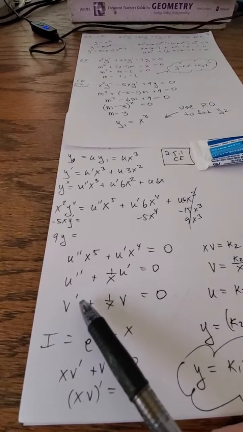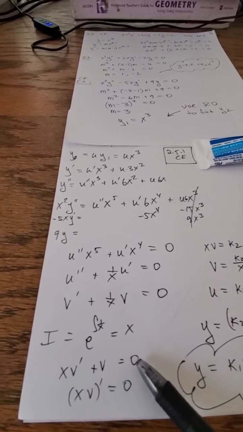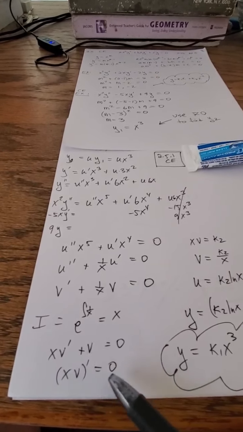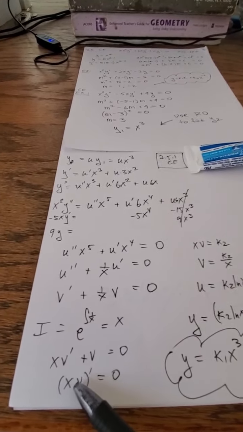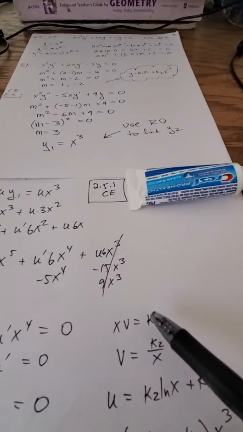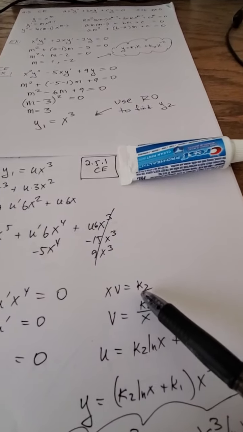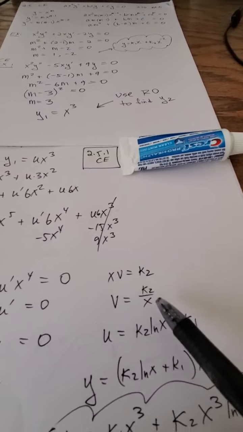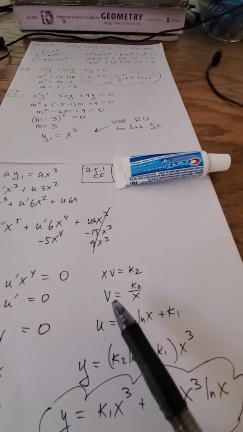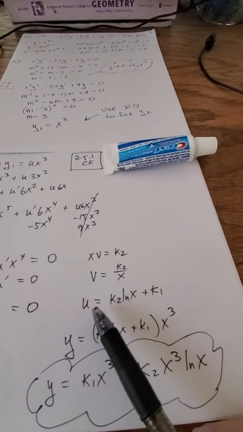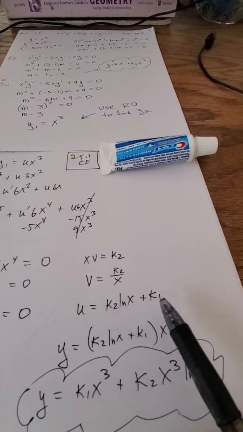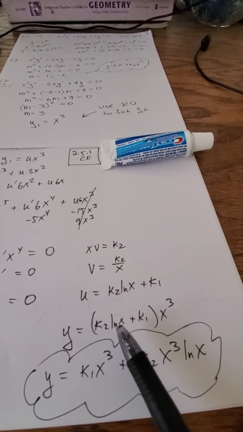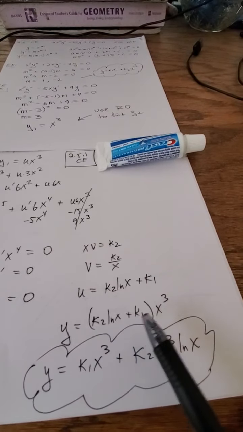So I multiply everything here by x, and I get x v prime plus v equals 0, which gives me the derivative of the product x v is equal to 0. So x v is equal to a constant, k, which I'll call k2. And which means v is equal to k2 over x, but u is equal to the integral of v, so u is going to be k2 times ln x plus k1, and we know that y is equal to u times x to the third, which is k2 ln x plus k1 times x to the third.